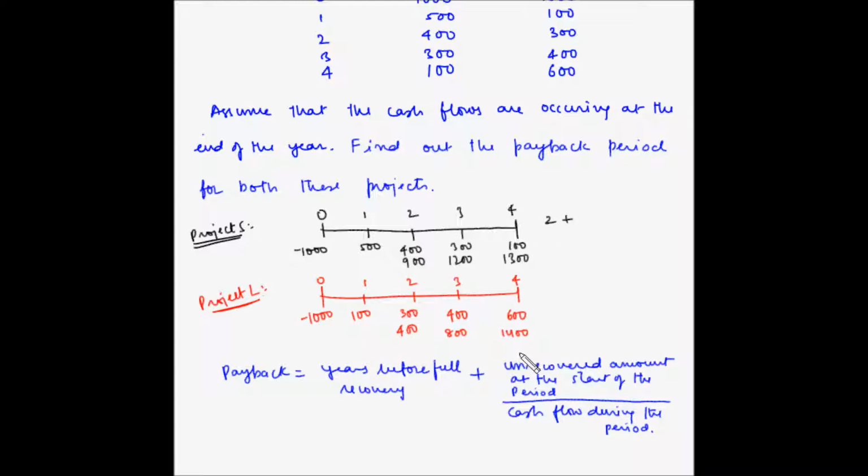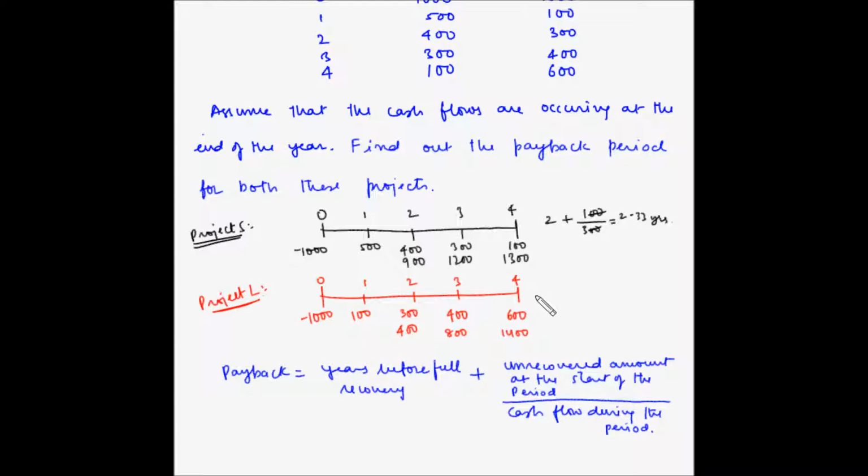So years before full recovery is 2 plus, now we have recovered 900 rupees at the end of second year. Now unrecovered amount at the start of the period, what is remaining to be recovered, is 1000 minus 900, which is 100, divided by cash flow during the period. So cash flow during the third year is 300 rupees. So this becomes 2.33 years. This can also be written as 2 years and 1/3 of a year, which is 4 months. So 2 years and 4 months.